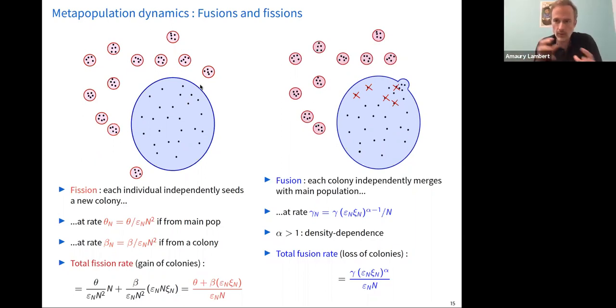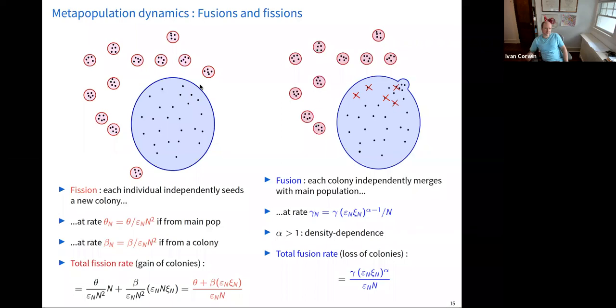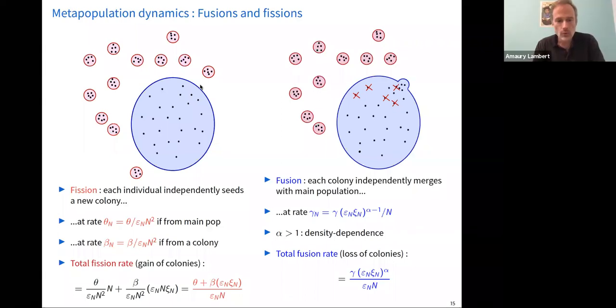At each fusion event, you have to kill a certain number. Oh, okay, because you keep the population fixed. Yeah, exactly. And so what we will assume is very simple.